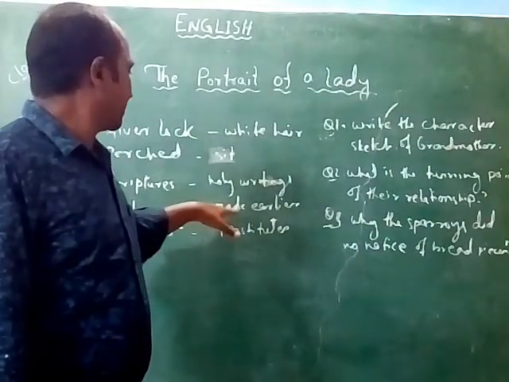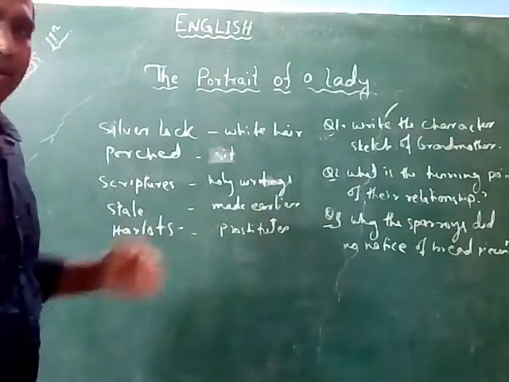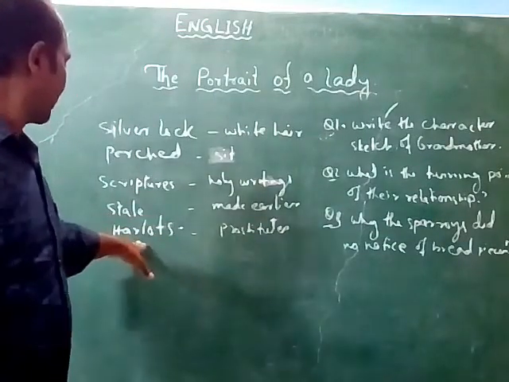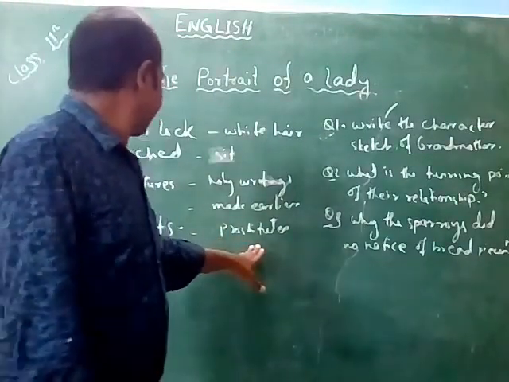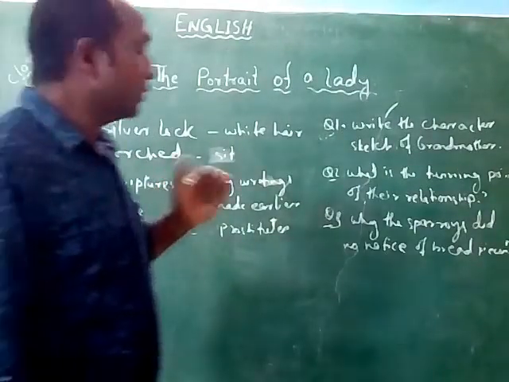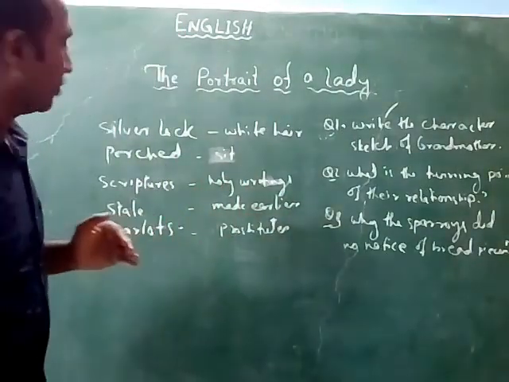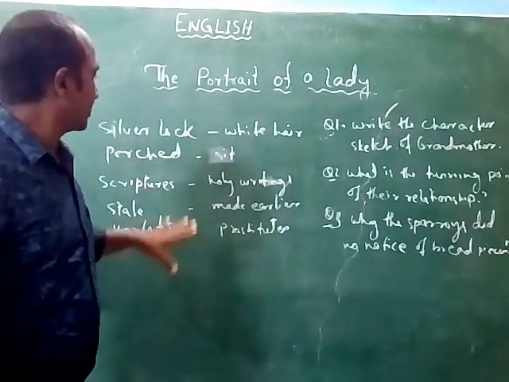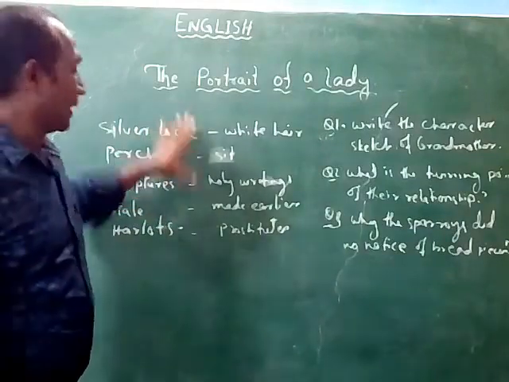Stale means made earlier. You can say basi, basi roti, the stale chapatis. Harlots here means prostitutes. She believes that music is associated with lewd associations. They are the monopoly of harlots, meaning prostitutes, and the beggars. So these are the few words which you should learn by heart.